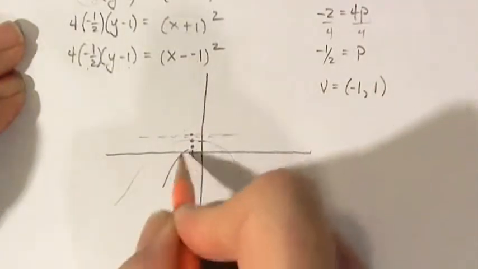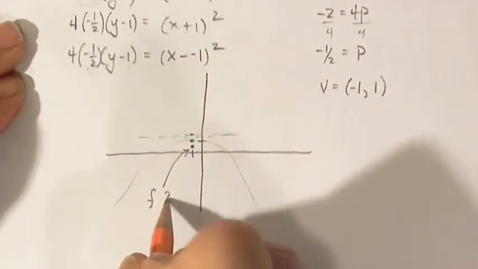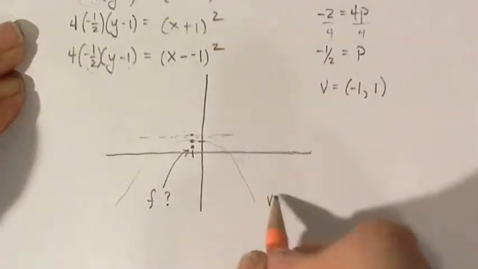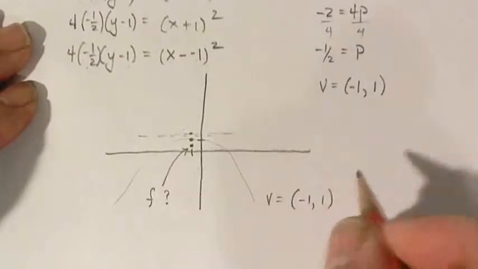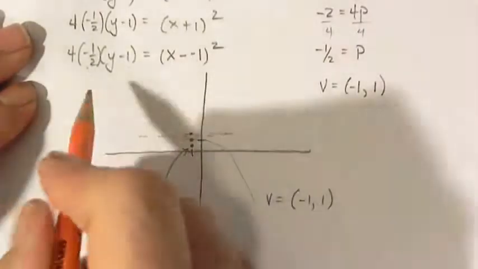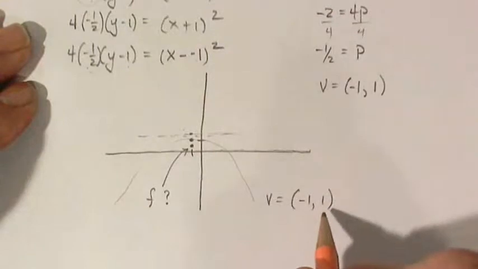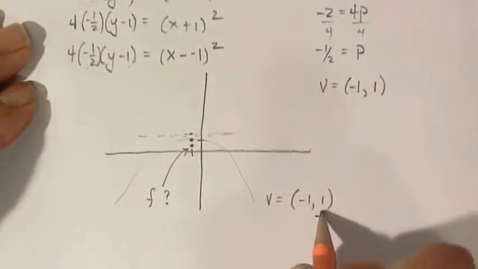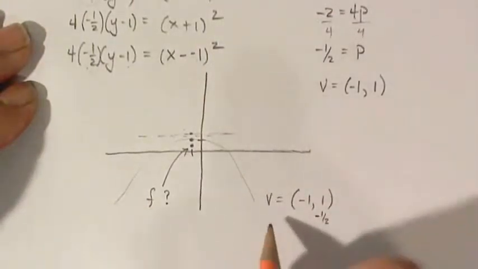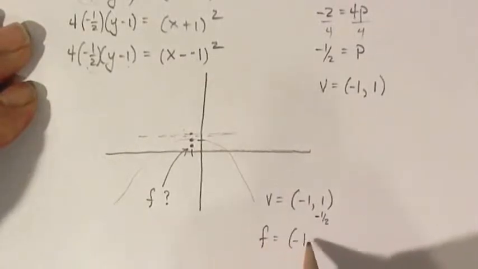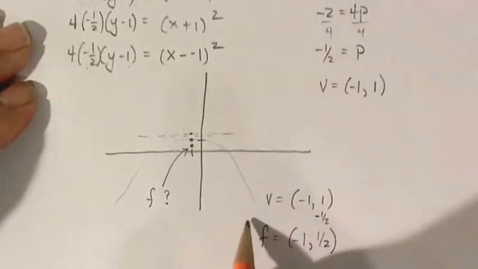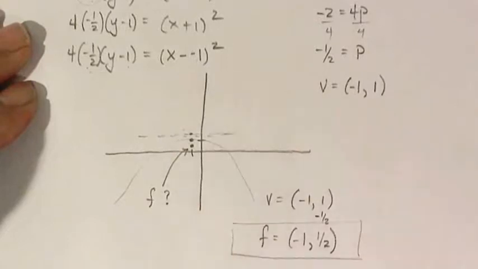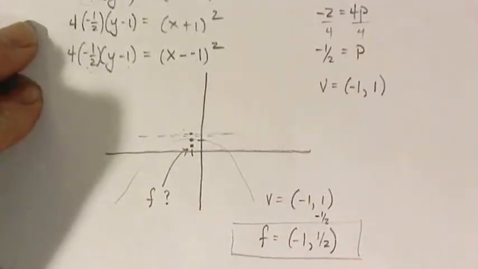So where is the focus? Well, if the vertex is at negative 1, 1, and the focus is 1/2 below it, then we're going to have to subtract 1/2 from the y. And the focus is negative 1, 1/2. And there's our answer. That was not easy, was it?